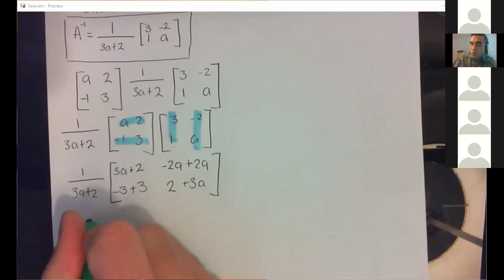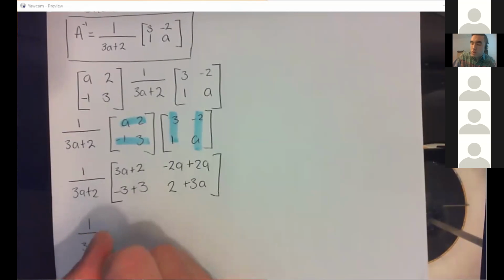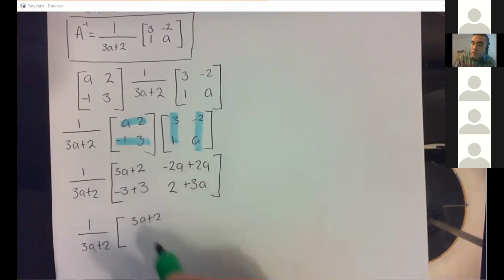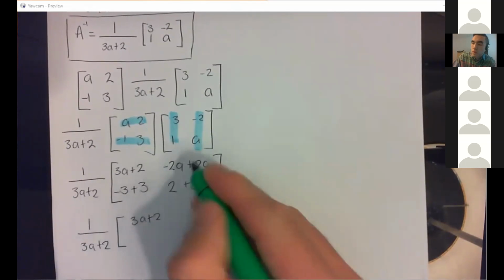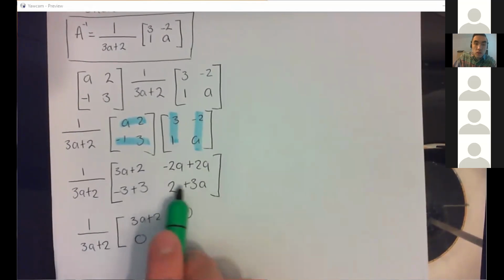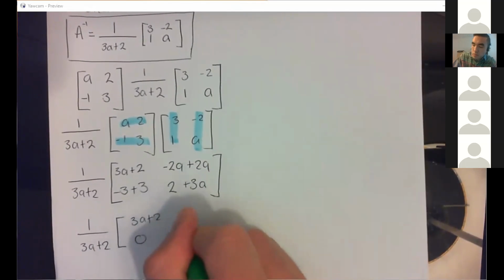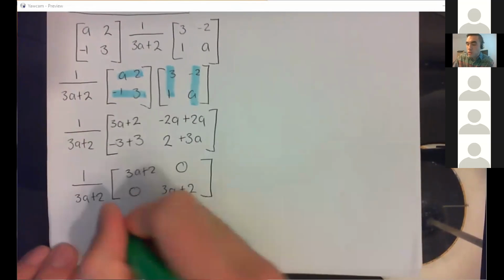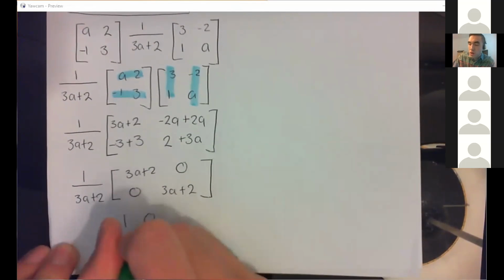Notice this is going to be 1 over (3a + 2) times (3a + 2). This is 0. This is 0. And down here, this is 3a + 2. Anything divided by itself is 1, so this is necessarily [1, 0; 0, 1].